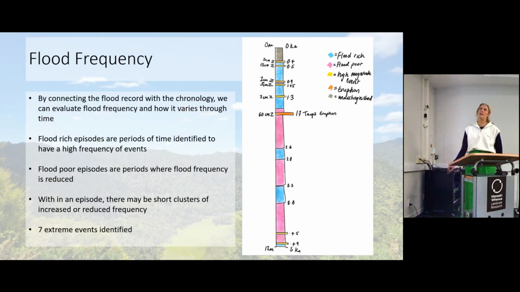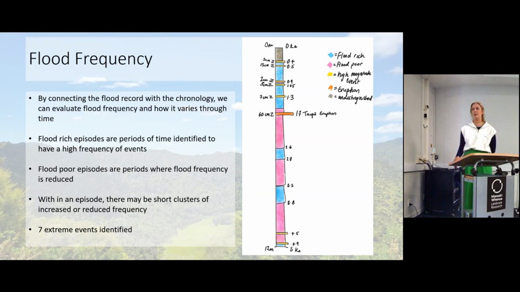So what we end up with when we combine this with our chronological information is an estimation of our flood frequency throughout the 5,000 year period. So that's what this schematic is here. We have periods of time that are flood rich, so we've got a really, really high frequency of events, lots of events occurring really quickly. And then we have flood poor episodes where there's not really much going on or not much being recorded at this site. Within an episode, whether it's flood rich or flood poor, there might be periods where there's less flooding or more flooding and so on.